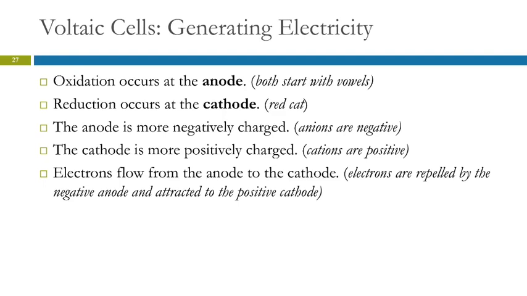The anode is more negatively charged. That makes sense to me because anions are negative. Right? The cathode is more positively charged. Cations are positive. So electrons are flowing from the anode to the cathode because the electrons are coming from that negative anode. Electrons are negative. And they're like, we're repelled by you, negative electrode. And down the wire, they see this positive electrode, and they're attracted to that. So electrons flow from the anode to the cathode.